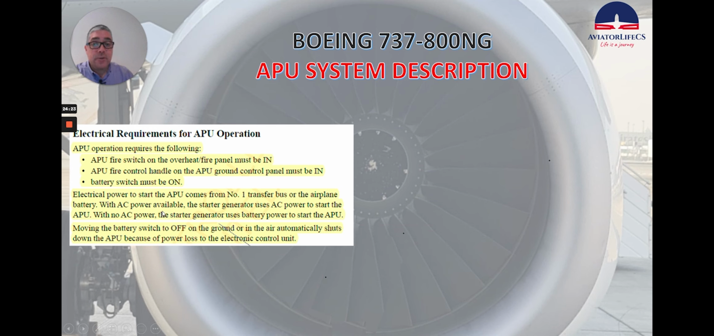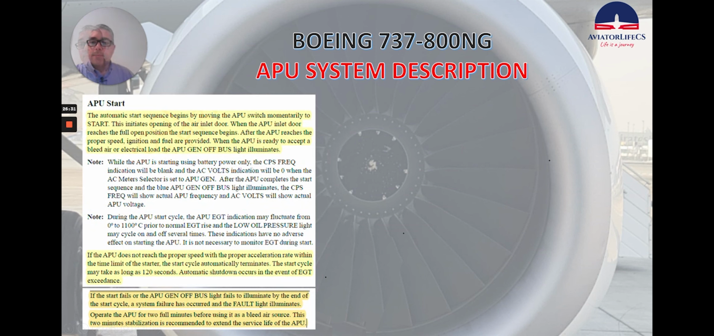With AC power available, the starter generator uses AC power to start the APU. With no AC power, the starter generator uses battery power to start the APU. Moving the battery switch to off on the ground or in the air automatically shuts down the APU because of power loss to the electronic control unit.